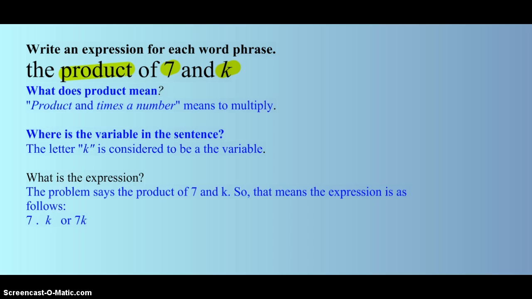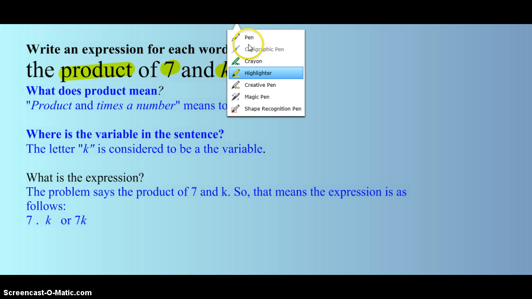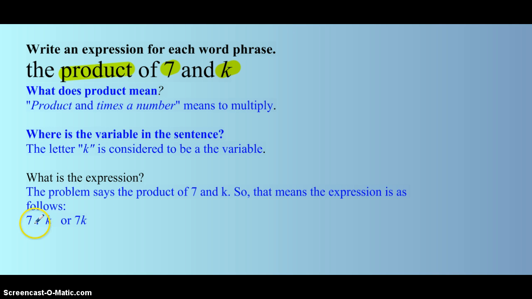So this says the product. So we know that product means that you're going to multiply. And we have 7 as a constant, and we have k as a variable. So that means that our final answer will look something like the examples here of 7k or 7 dot k. And then, of course, remember, it could also be written 7 parentheses k.